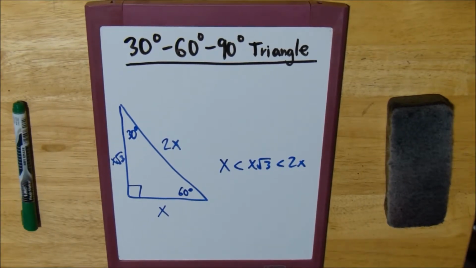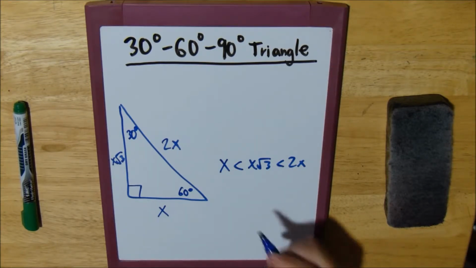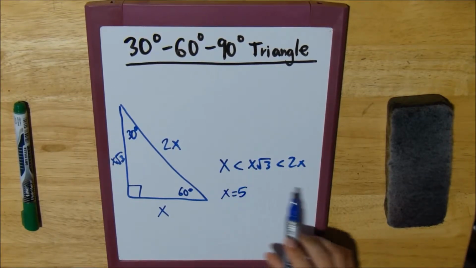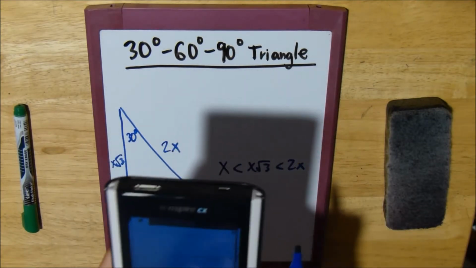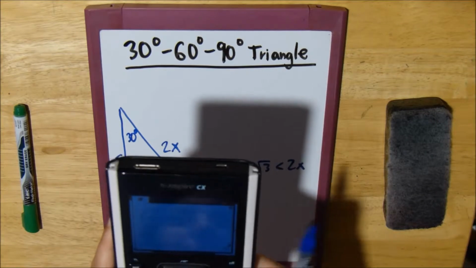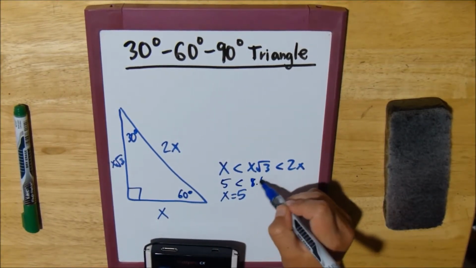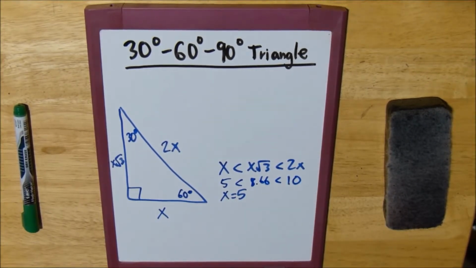So, I can prove it to you by using, if we were to say that x equals 5, then we would see what all our other side lengths would be. So we have our 5, then we have 5 times root 3, and then we have 2 times 5. You can see that the numbers get bigger and bigger, and it should make sense that the angles are also getting bigger and bigger.